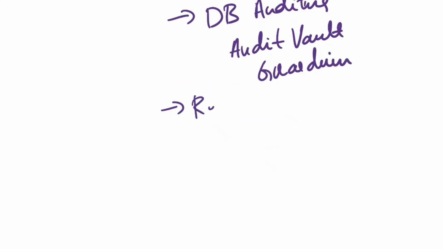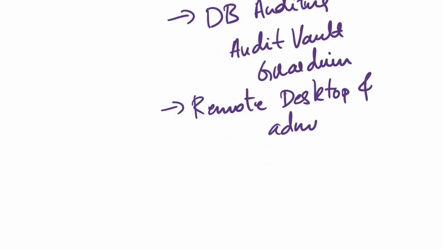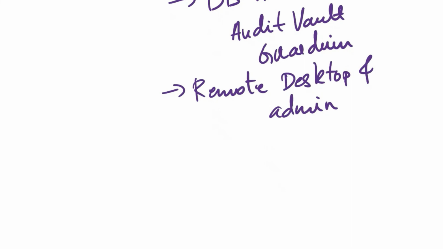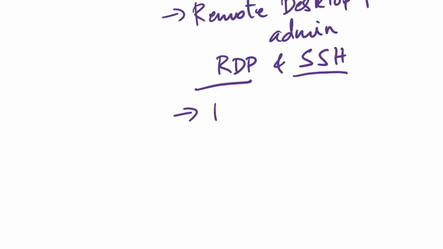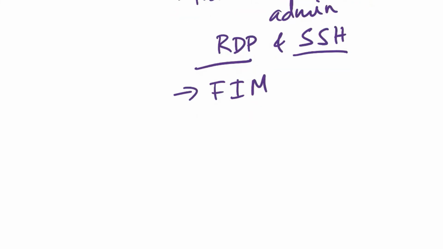Next is remote desktop and administration tools. These tools enable remote access to systems for auditing purposes. Examples include RDP and SSH clients. RDP stands for Remote Desktop Protocol and SSH stands for Secure Shell. Next, we have File Integrity Monitoring Software, that is FIM. This monitors changes to critical files and configurations to detect unauthorized modifications. Popular FIM tools include Tripwire and OSSEC.